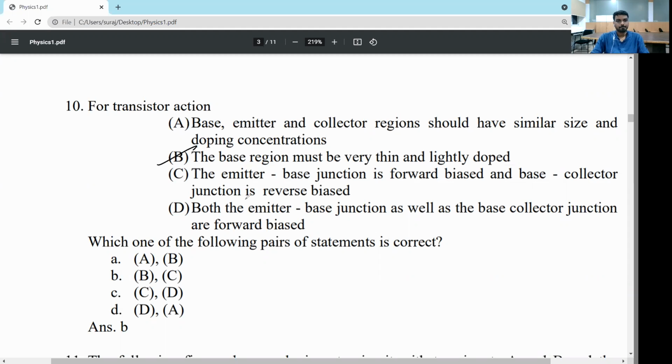B is correct. Now C, emitter base junction is forward bias, base collector reverse bias. Yes, B and C are correct. So option B. D, both the emitter base junction as well as base collector junction are forward biased. Coming to question number 11.